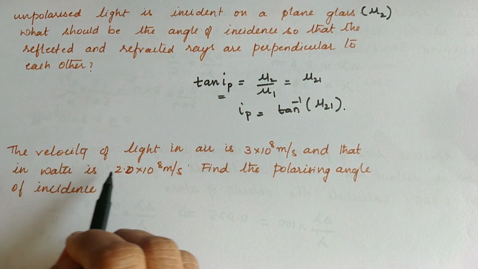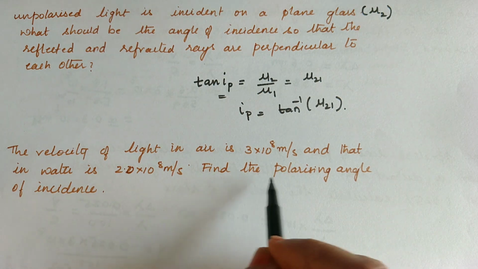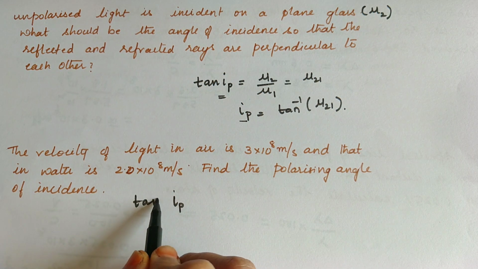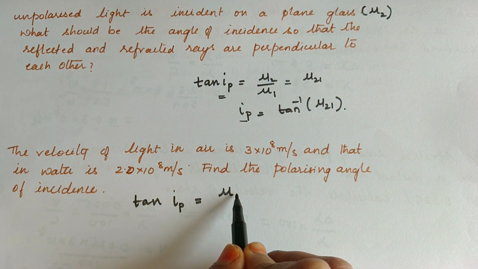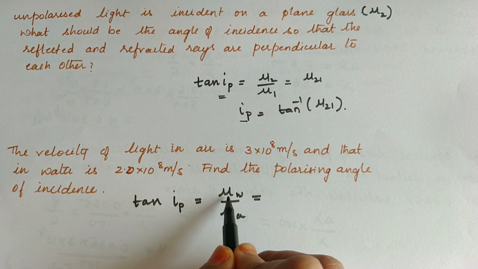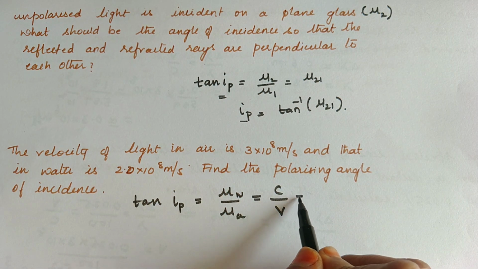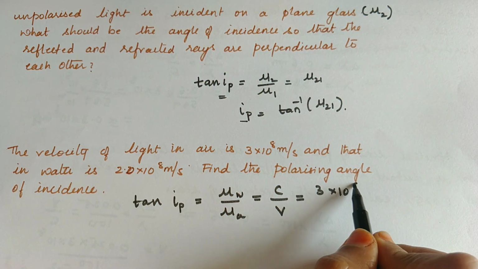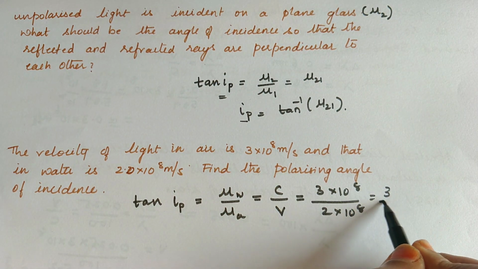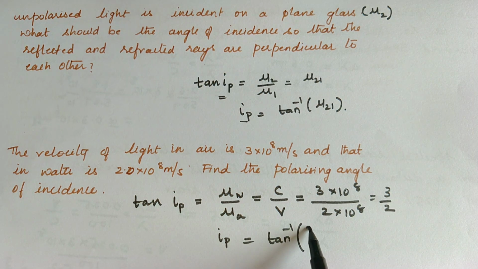The similar question: velocity of light in air is given, and that in water is given as 2.0 into 10 power 8. Find the polarizing angle. Okay, just now I told you what the polarizing angle is: tan IP equal to refractive index of denser medium, that's water, by refractive index of air. And we know refractive index is inversely related to speed, so speed of light in air by speed of light in water. That is 3 into 10 power 8 divided by 2 into 10 power 8. Simplify 3 by 2. So the angle of polarization should be tan inverse of 3 by 2.